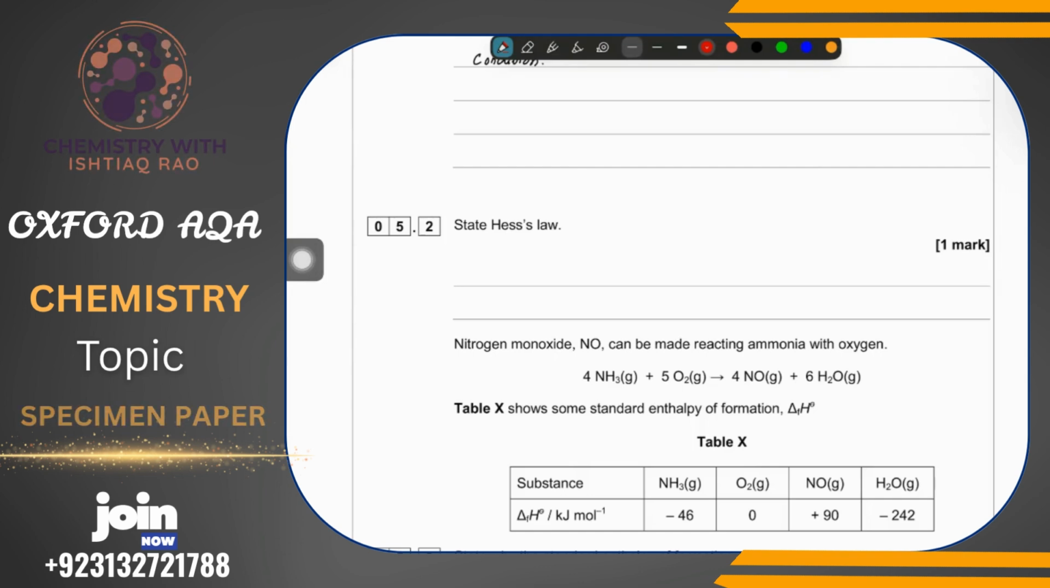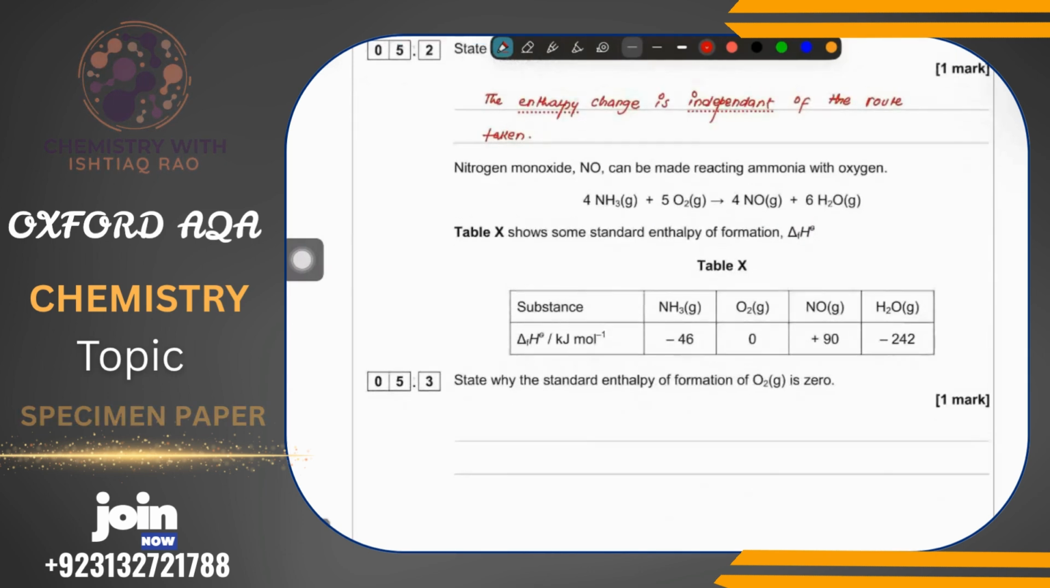So I am supposed to write that the enthalpy change, or I can say the energy change, is independent. It would not change. Whatever route you are going to take, it's independent of the route taken. It's called Hess's law. Generally, we say that direct route is equal to indirect route.